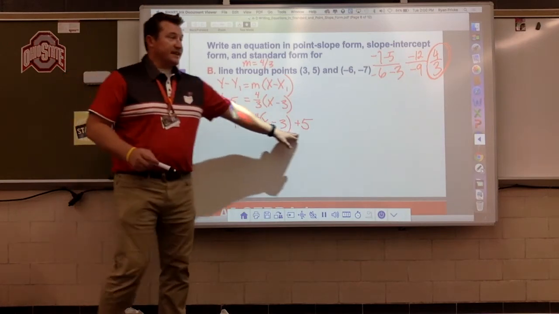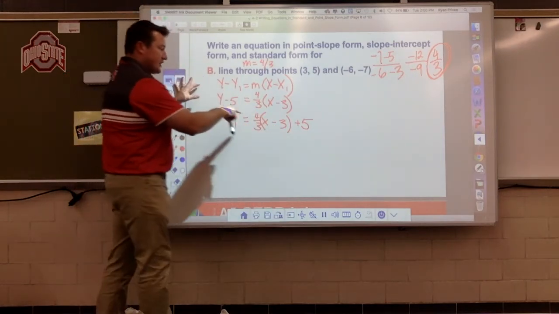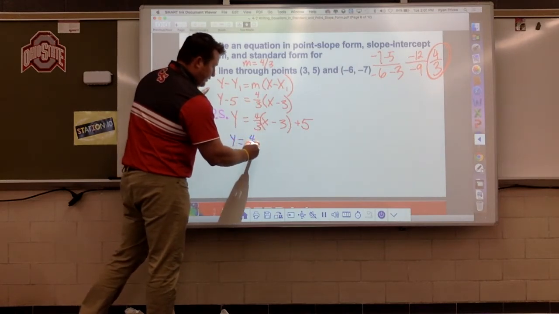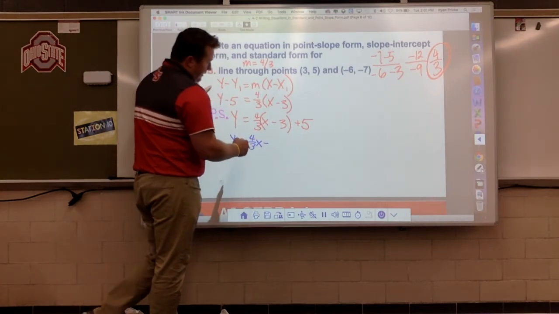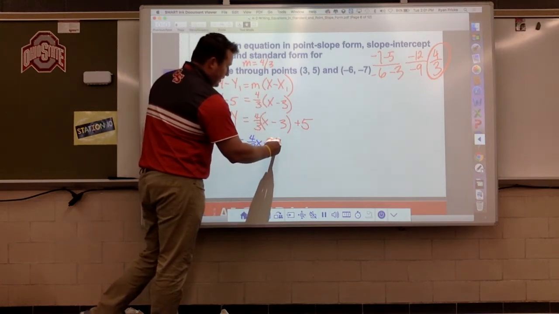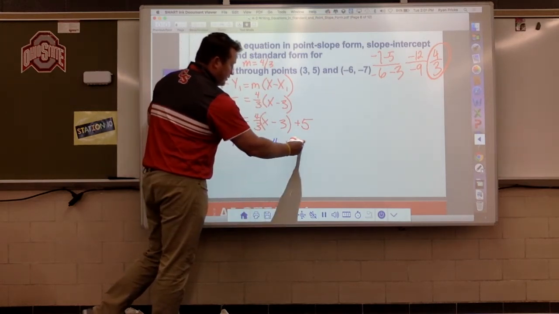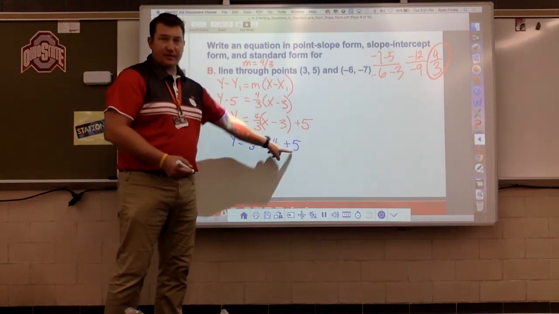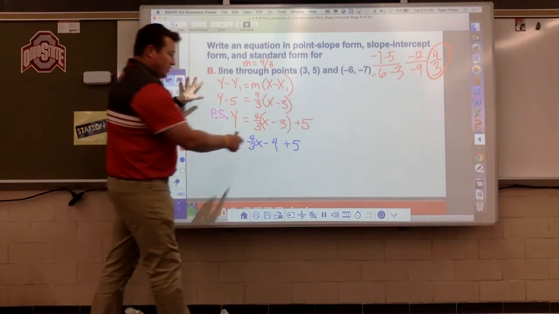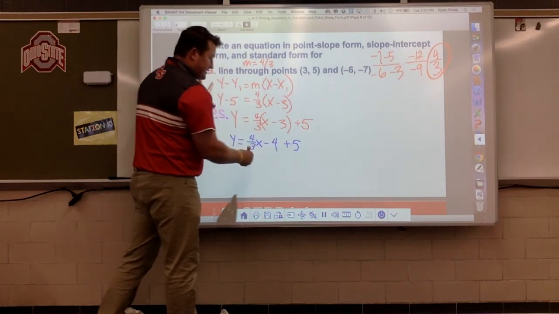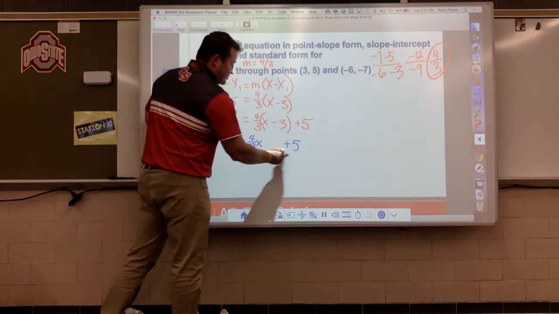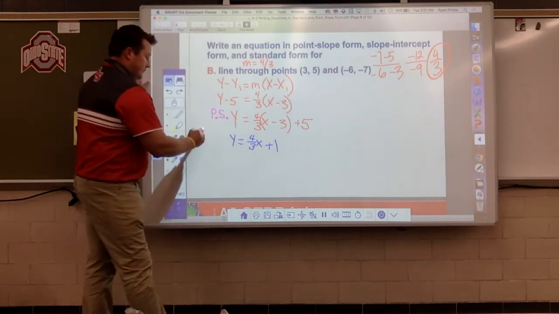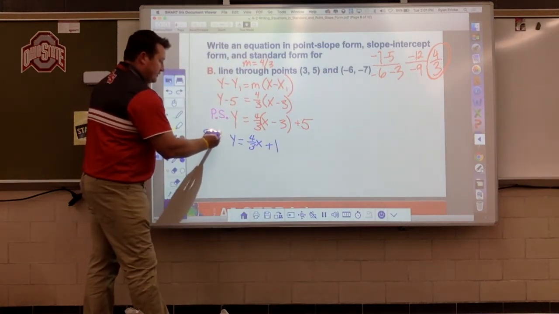Now, to get this in slope-intercept, guys, I'm just going to distribute 4/3. So y equals 4/3 x minus 4 plus 5. Okay? Let's just go ahead and simplify this right now. So what's negative 4 plus 5? That is just plus 1, right?